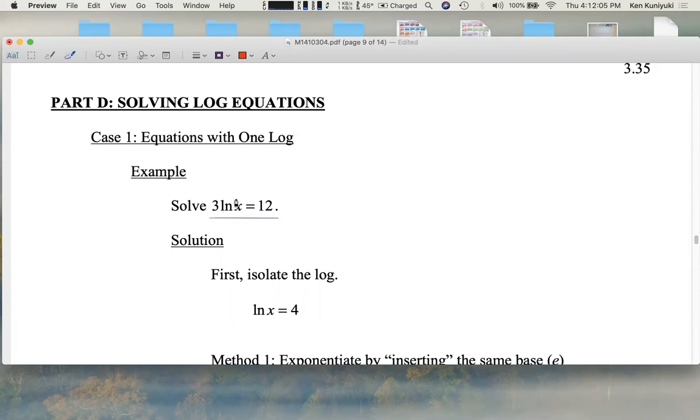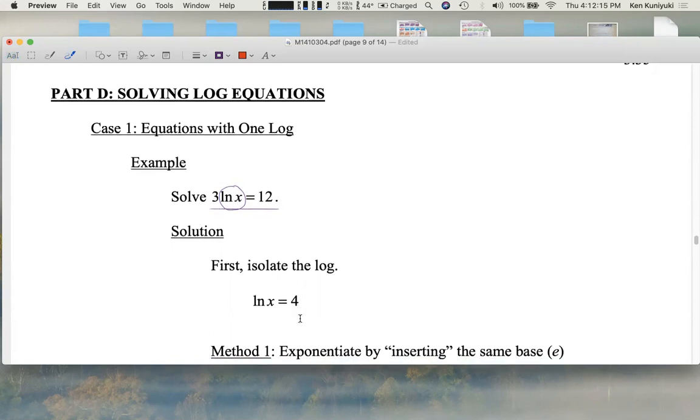One log expression here. And the first step here is to isolate this basic log expression. We do that by dividing both sides by 3. And we get ln of x equals 4. And then there are a couple of ways that we can go about solving this. First of all, the mathematician's approach. Basically, we're asking, what inverse function can we use to unravel this and get at the x?